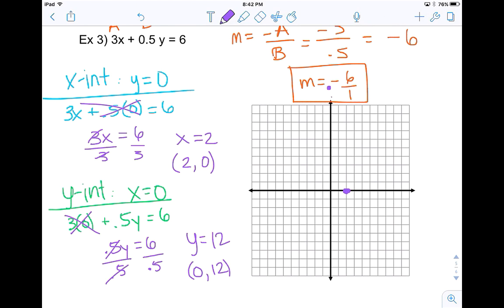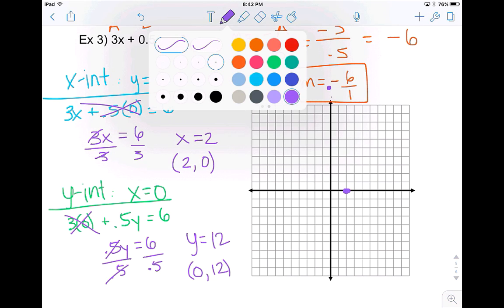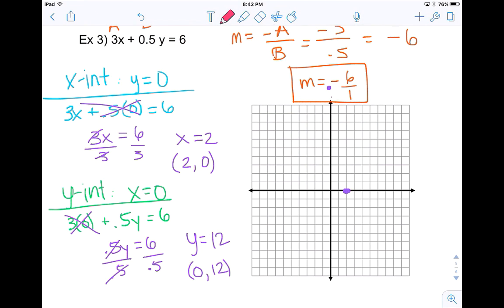But this is kind of where our slope comes in handy. If one of our intercepts goes off the graph even further than 12, it's not going to be very convenient or sometimes possible for us to plot that y-intercept. So then we can find other points using our slope. So let's do that. If our slope is negative 6 over 1, that means we are moving down 6, right 1, or up 6, left 1.